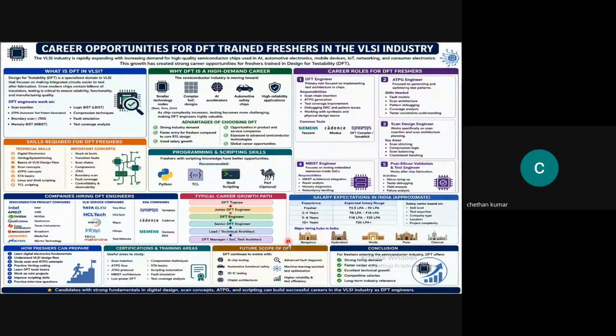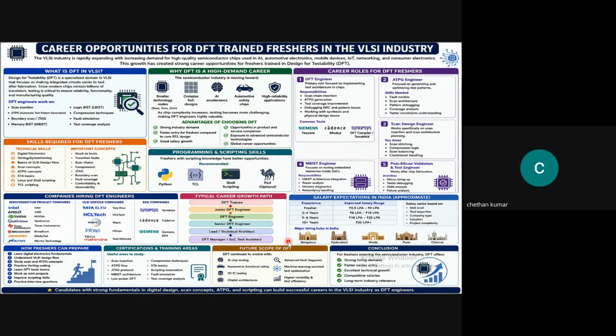Yeah, what are the opportunities we have? You might be thinking after getting trained, where can DFT-trained freshers apply, where can we get jobs? Yeah, a lot of opportunities are there.